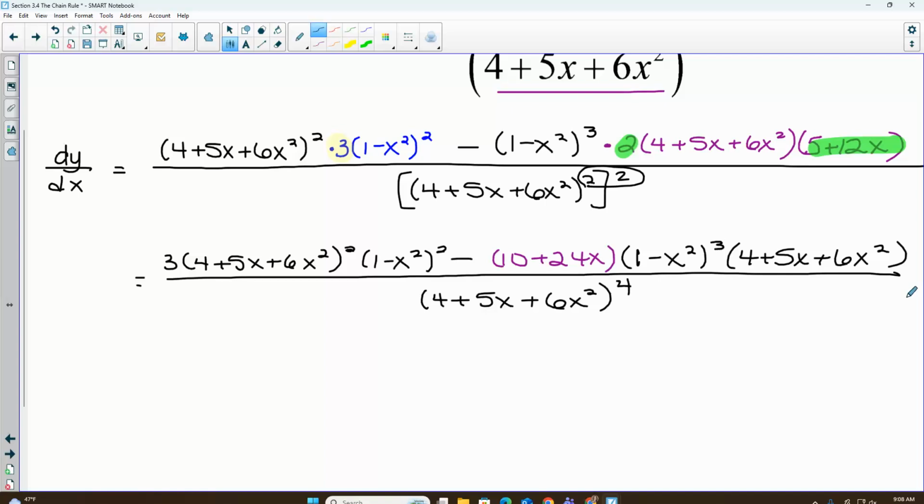Cancel the denominator because it shows up twice on the top. The 4 plus 5x plus 6x squared is in every term. So we can take away one of those. That means 1 here and 3 on the bottom. So we get 3 times the 4 plus 5x plus 6x squared. You could distribute the 3 through that if you wanted.